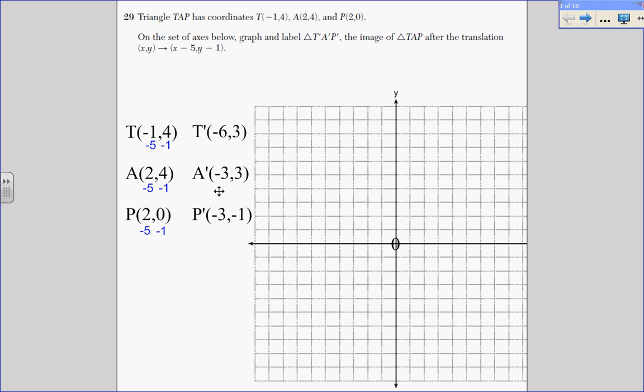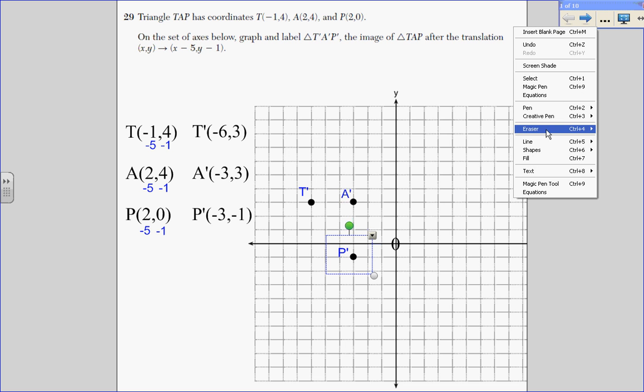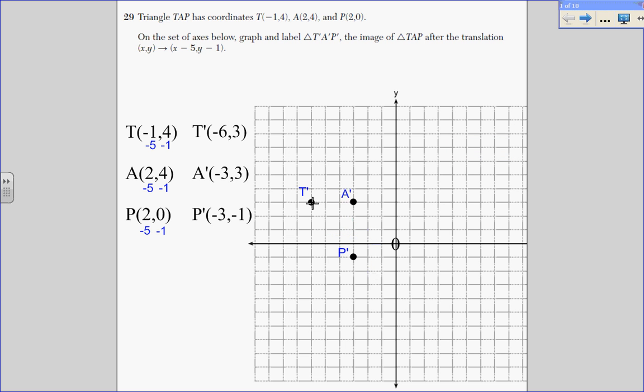And now you just plot the translated points. So T prime is (-6, 3), so -1, -2, -3, -4, -5, -6, then up 1, 2, 3. That's T prime. A prime is (-3, 3), and P prime is (-3, -1). Go ahead and connect your points, and that's the figure.